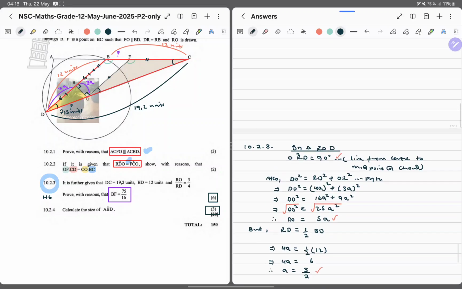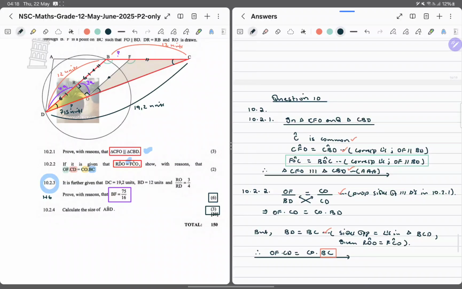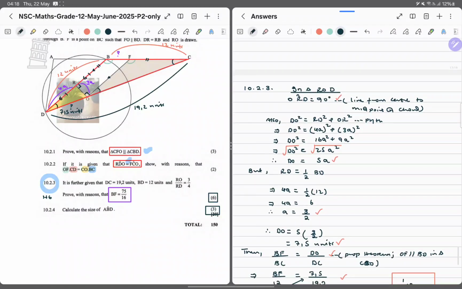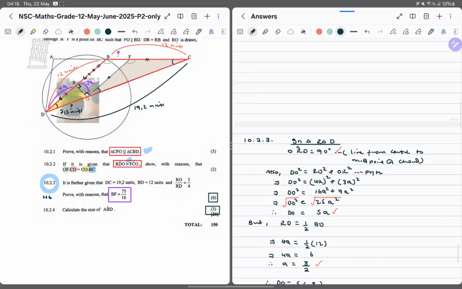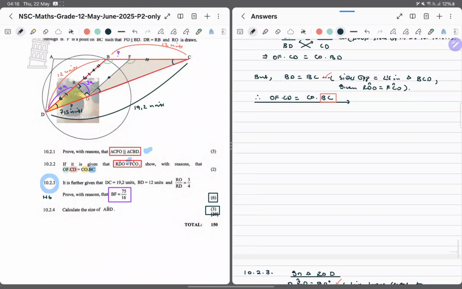So yeah, I hope you guys have seen that there wasn't really so much difficulty on this paper too. Of course, 10.2.3 is a definite higher grade question. If you don't think so well, you're not gonna win there.